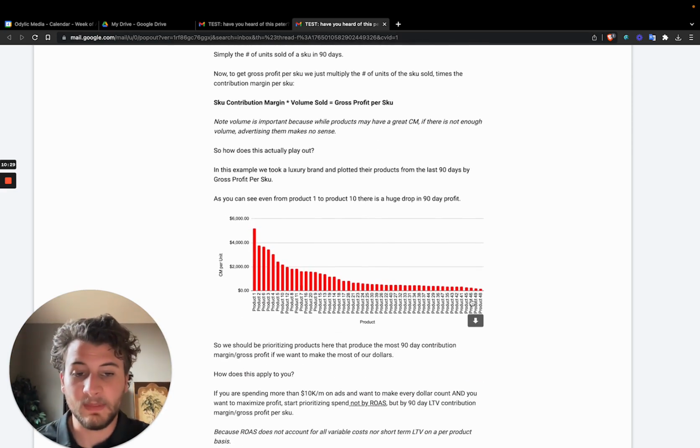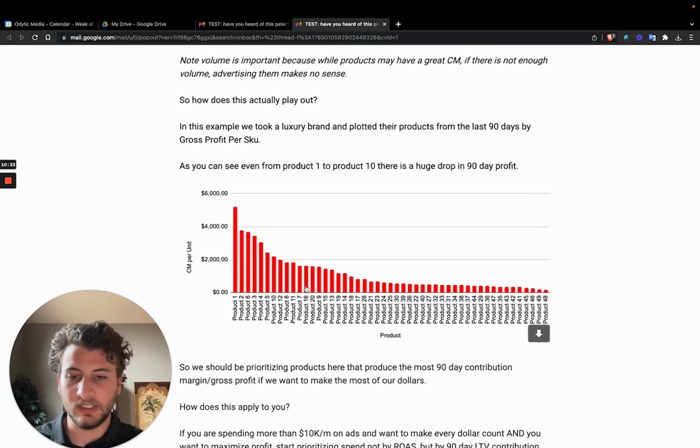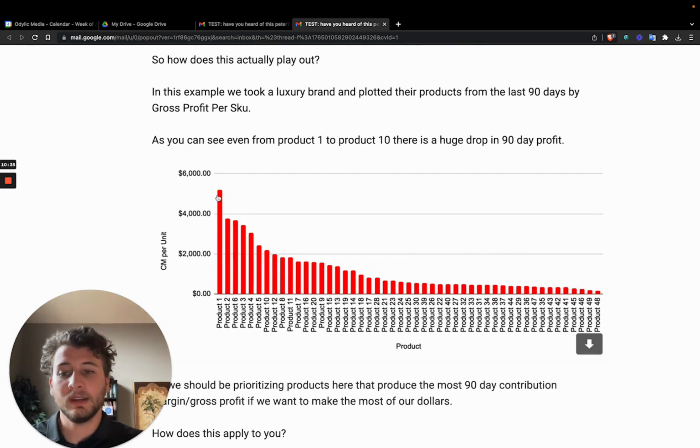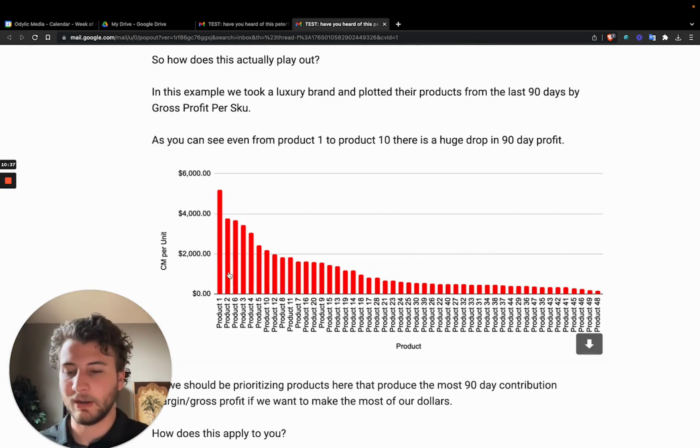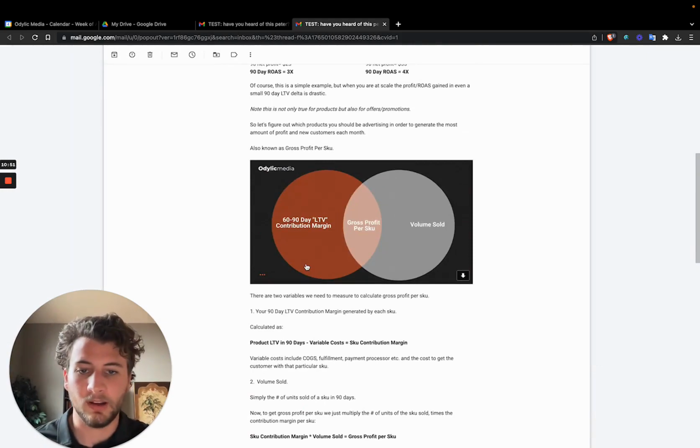So we just named these products to retain the integrity of this brand, but essentially you can see that product one far outdid even product two at around 5,000 in gross profit. And then going down to product 10, which is only a few products away, this is down to like 2,250 in the gross profit per SKU.